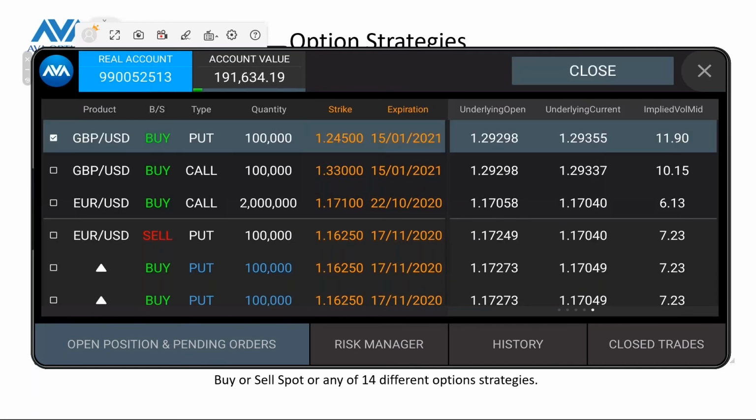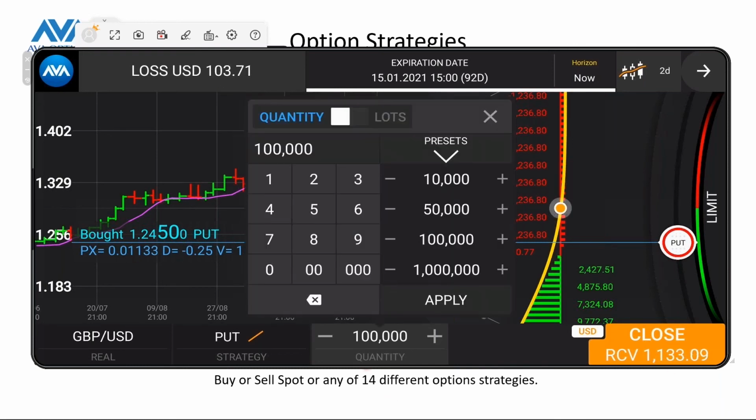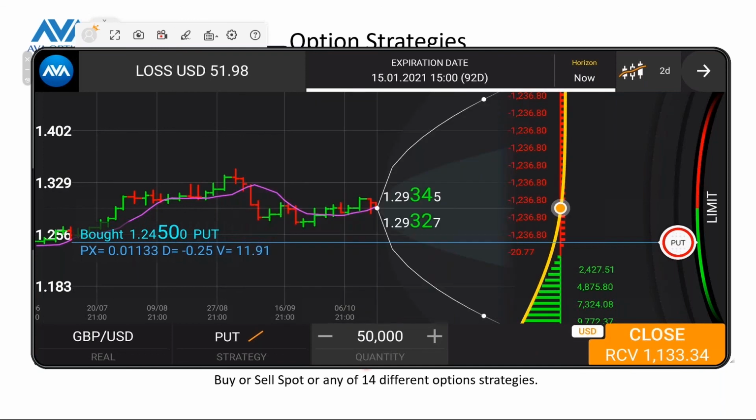You can either highlight multiple trades like that, or just one of them. Let's say I only want to close this put. I click close, and it comes right back to that same screen. I can't change my strike anymore. It's showing me my unrealized loss of $103, and now I can close it. Or I can close half, or I can close more.